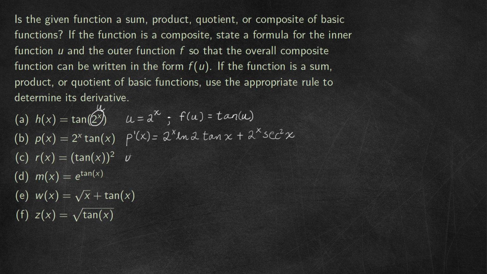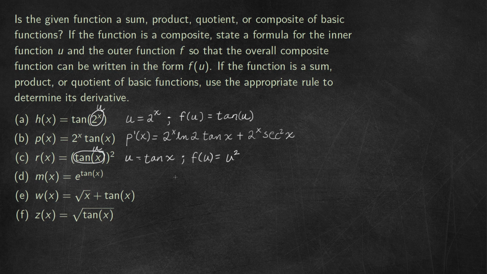So we're going to call the inner function u. u equals tan x. That's the thing that's being squared in this case. So my outer function is that something squared. So I'm going to write f of u equals u squared. The tan x is equal to u, so we can replace that with a u, and then this just becomes u squared.